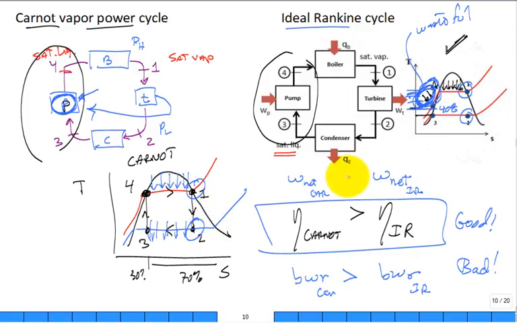Basically the Rankine is better. So this is also bad from the perspective of the Carnot. More kilograms are going to have to flow in the Carnot per second in a loop to get the same total power out of the cycle. All right.